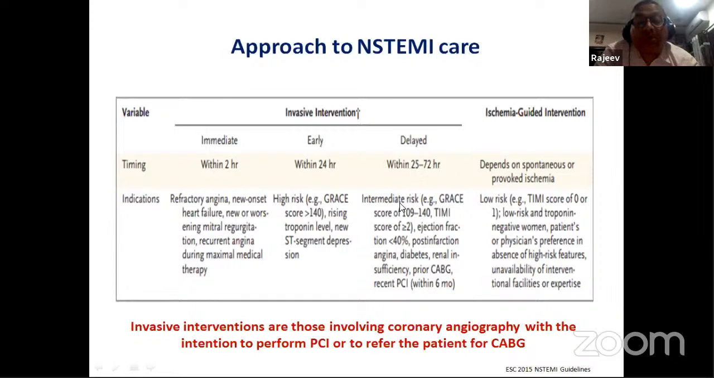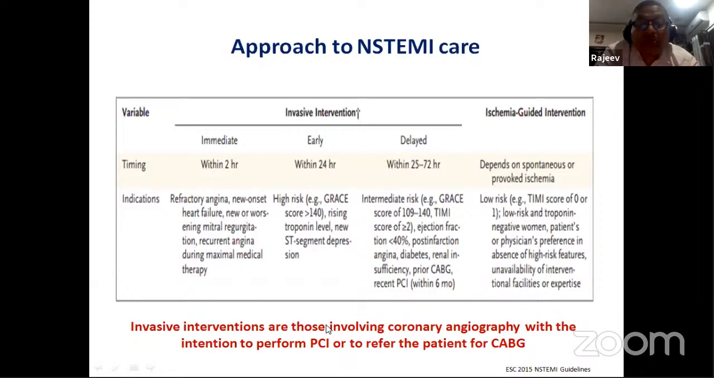Within 24 to 72 hours, intermediate risk: a GRACE score of 109 to 140, TIMI score more than 2, ejection fraction less than 40%, post-infarction angina, presence of diabetes, renal insufficiency, prior CABG, recent PCI within 6 months. And ischemia guided intervention depends on spontaneous or provoked ischemia, low risk, that is TIMI score of 0, low risk, troponin negative, women, patient or physician's preference, absence of high risk features, unavailability of intervention facilities or expertise.